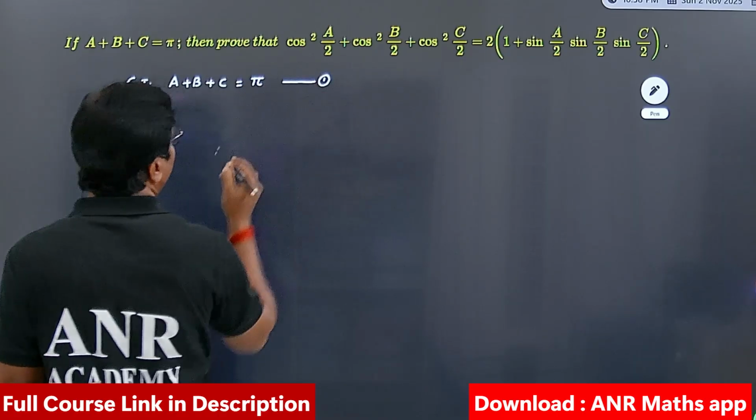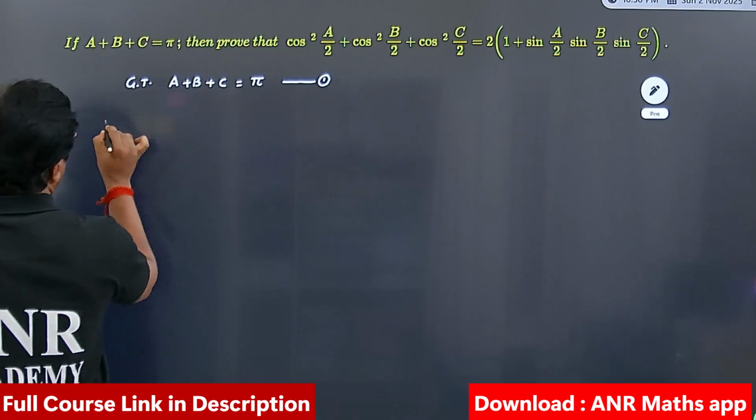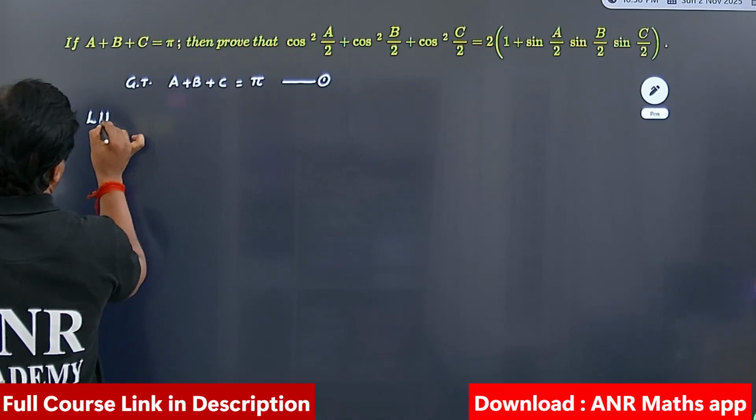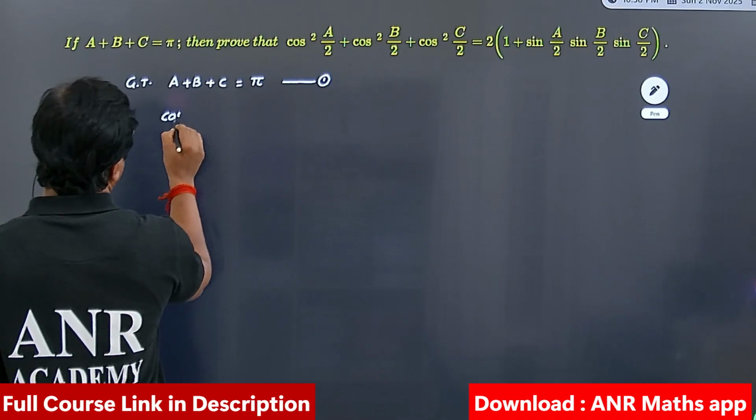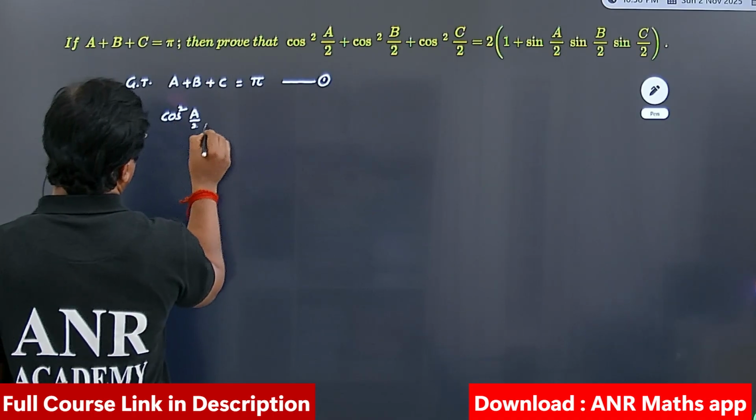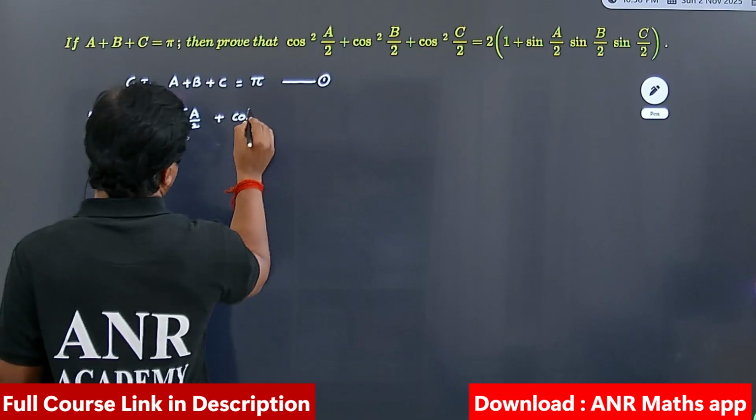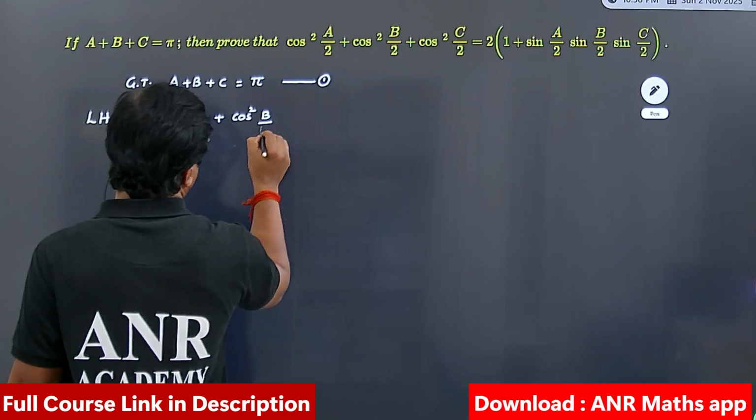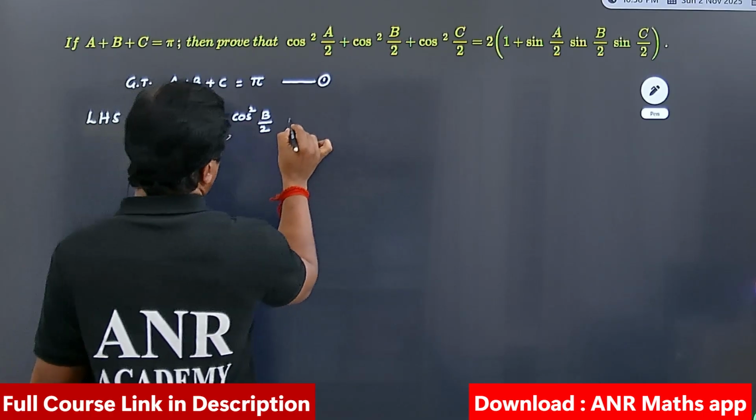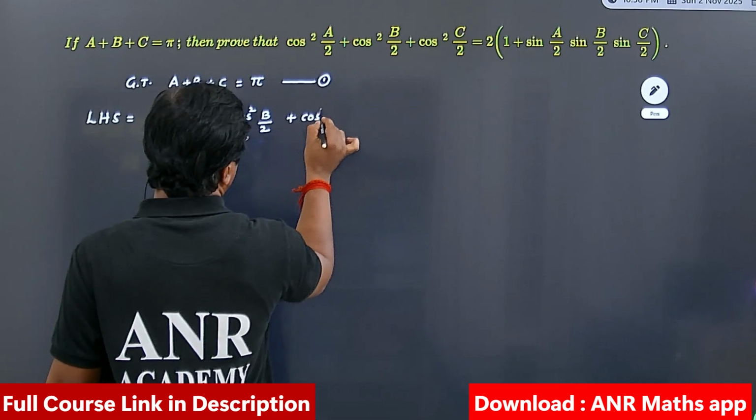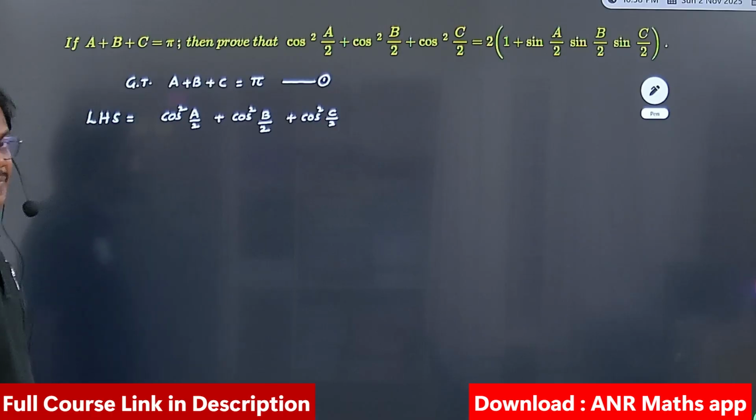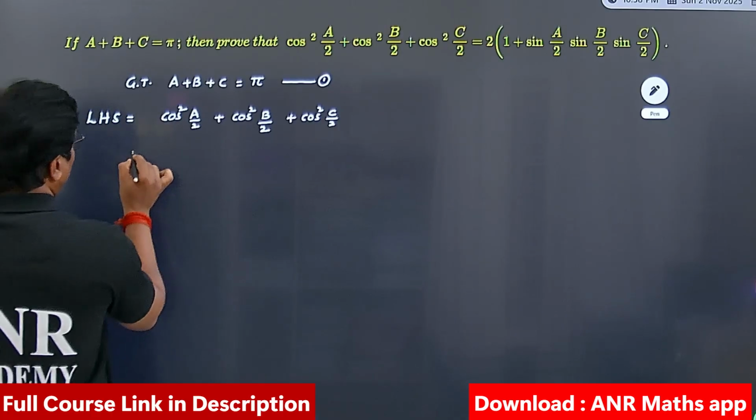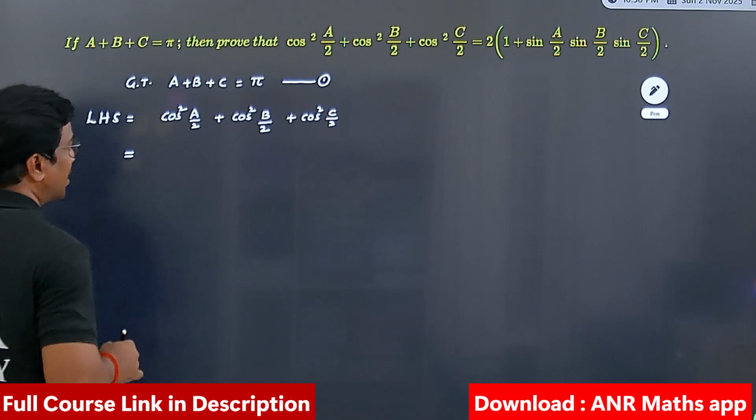Some result 1. Now I am going to write the LHS part. You have cos square A by 2, next term plus cos square B by 2, and after that plus cos square C by 2. Now cos square theta can be written as (1 plus cos 2 theta) by 2.